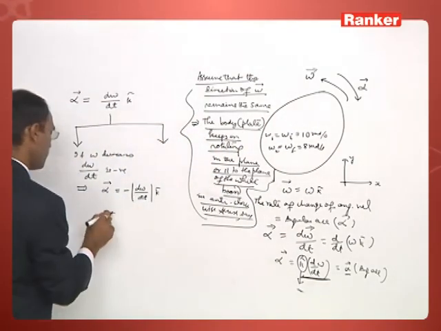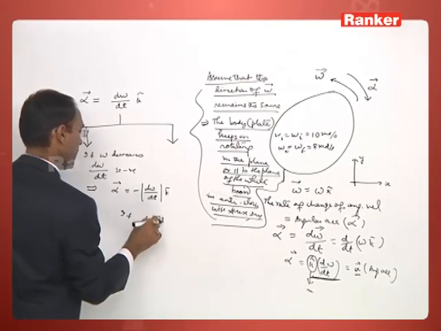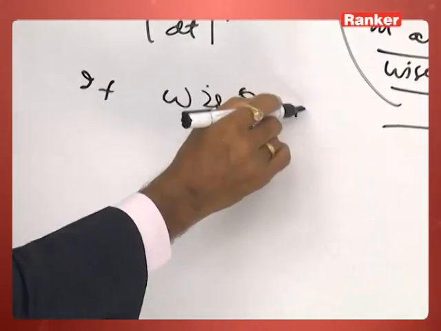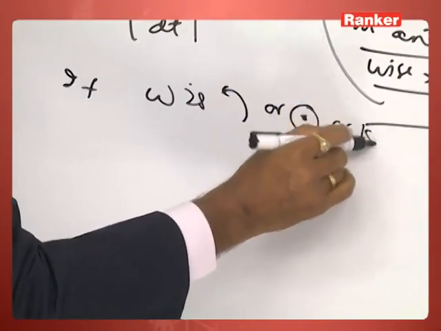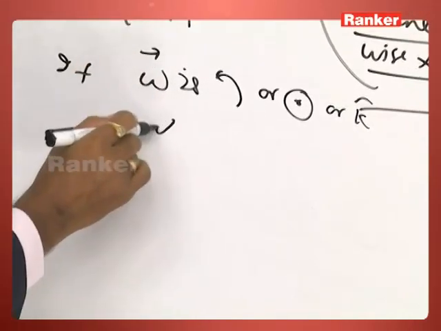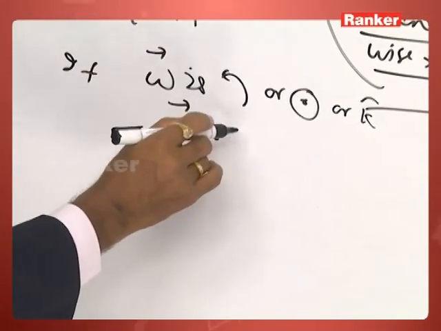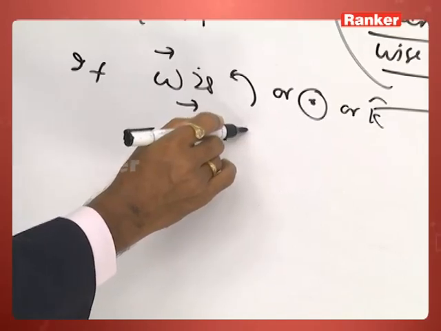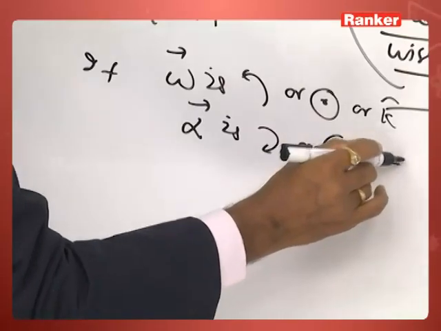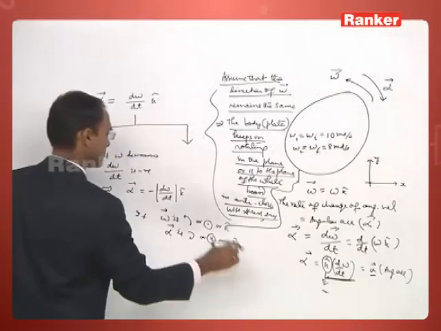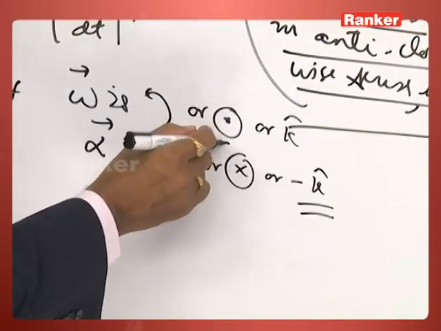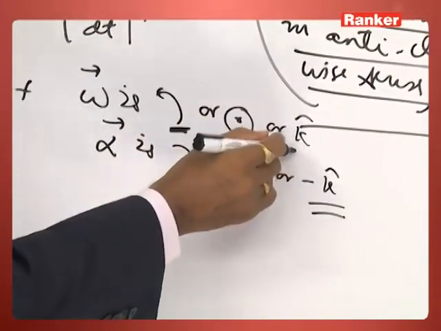So if omega is anticlockwise, or outward, or plus k cap direction, alpha direction is clockwise, or inward, or in minus k cap direction. Any one you choose, you can choose this symbol, or this symbol, or this symbol.